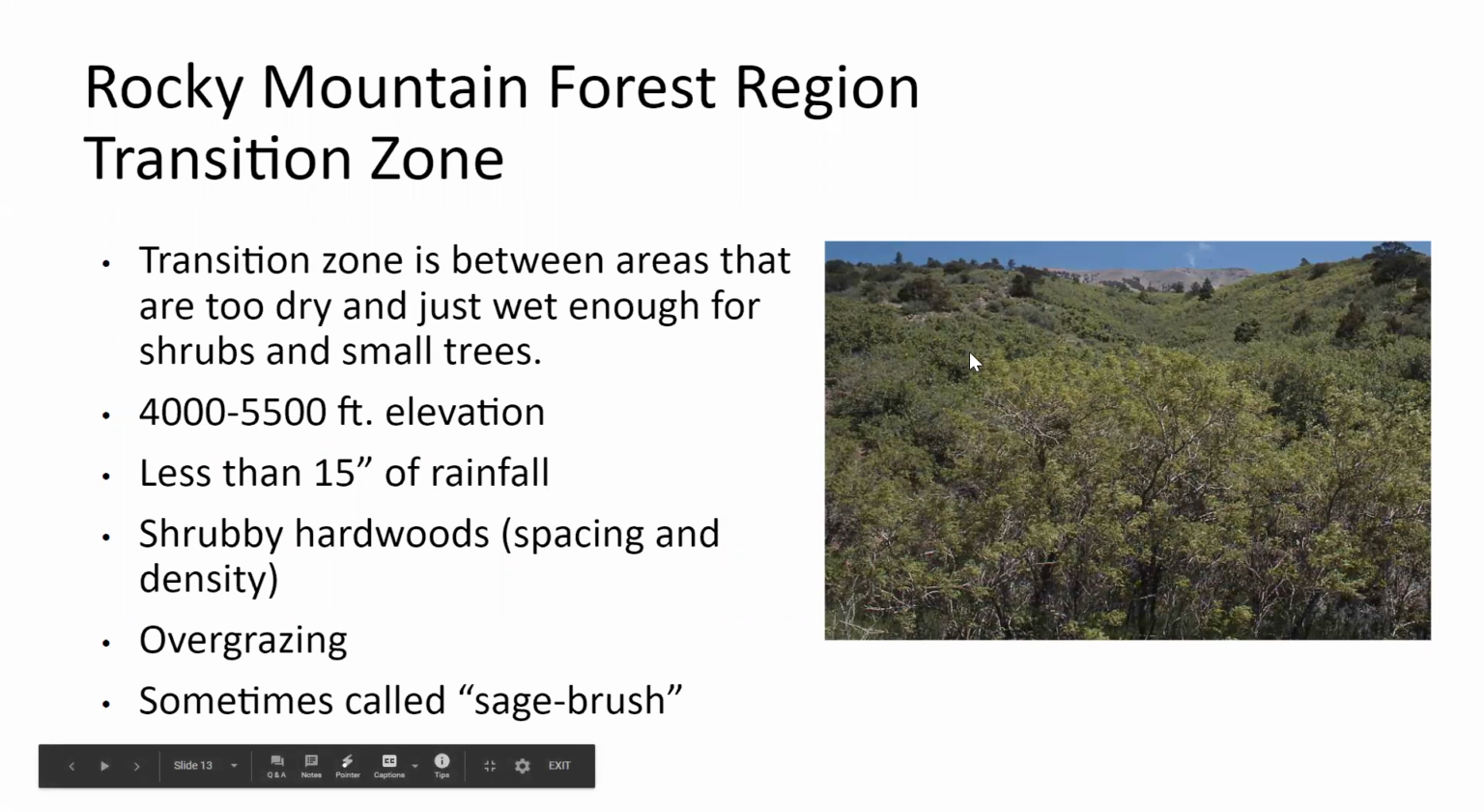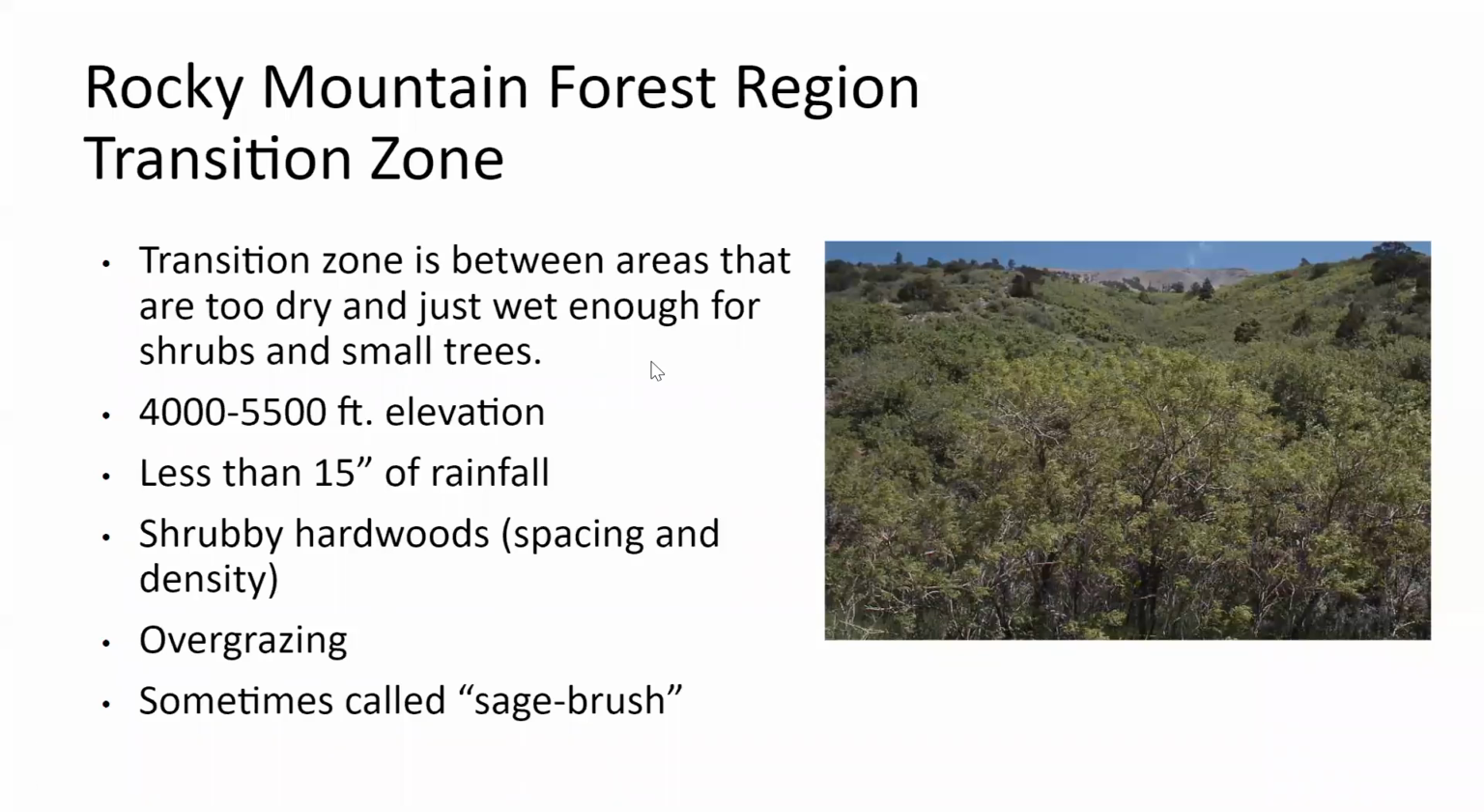And so in the Rocky Mountains, these areas occur between 4,000 and 5,500 feet elevation. The plants that can live there are limited by rainfall, so less than 15 inches of rainfall. So we know that doesn't support forest. And the physiognomy, the structure of these, is a shrubby hardwood. In the drier areas, you'll see there's a lot more spacing between shrubs because individual shrubs take up the water that's in their immediate vicinity. But when you get a little more rainfall, you can see it becomes more dense.